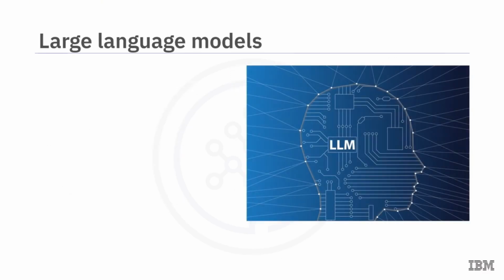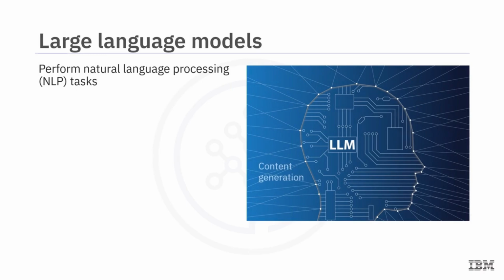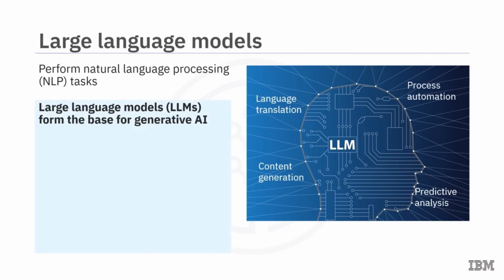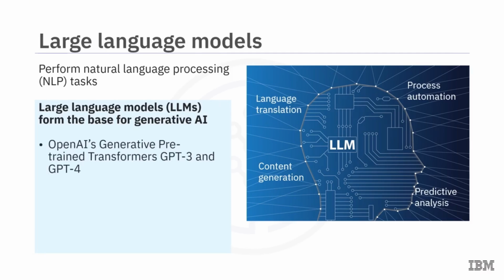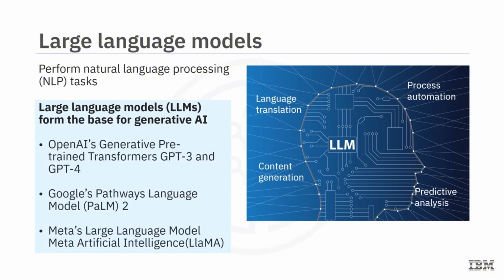The result is the creation of a large language model that can perform natural language processing, or NLP, tasks, such as content generation, predictive analysis, language translation, and process automation. These large language models, or LLMs, form the base mechanism for generative AI applications. Examples of LLMs include OpenAI's generative pre-trained transformers GPT-3 and GPT-4, Google's PaLM 2, and Meta's Llama.